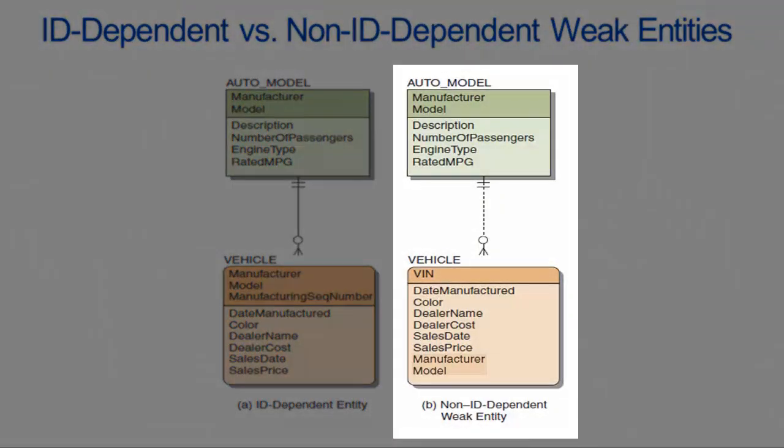By contrast, we might use a different type of primary key for our vehicle entity, such as a VIN, or a vehicle identification number.